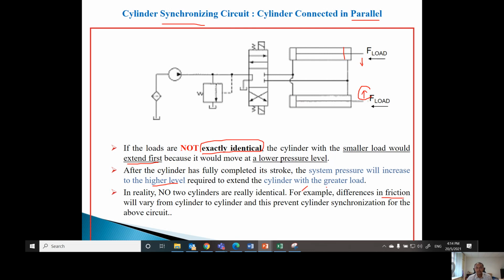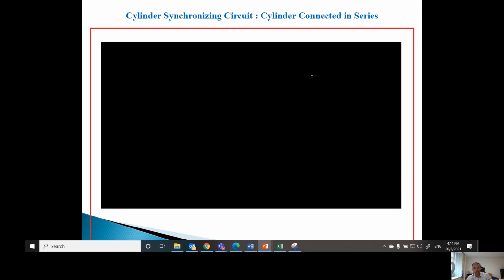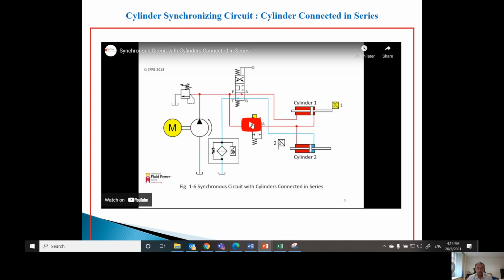The difference can be due to the friction, and this will prevent the cylinder synchronization. So in order for us to make sure that we have a fully synchronized circuit, you have to make sure that the friction effect is also the same between the two cylinders. So let's see this example.